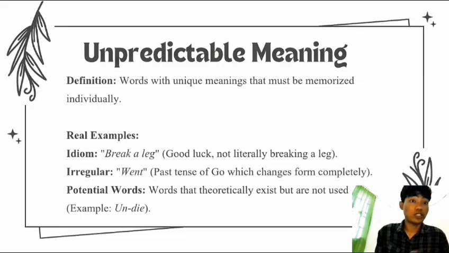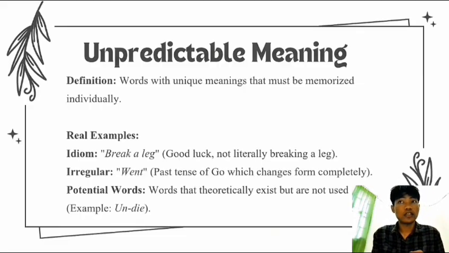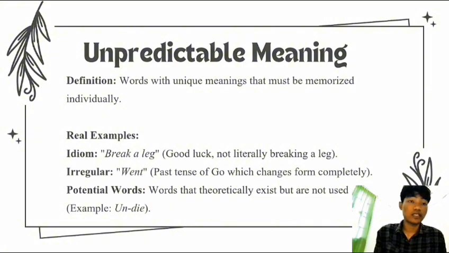And the last one is potential words. These are words that theoretically exist but are not used, like unexist or undie. Undie would mean not dead, but people prefer to say revive. And unbreak means that it's not broken anymore, but people prefer to say fix or repair.